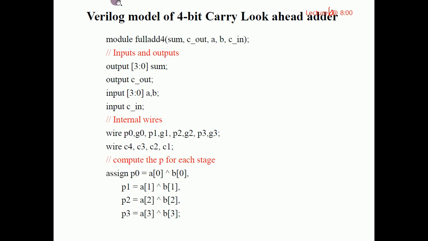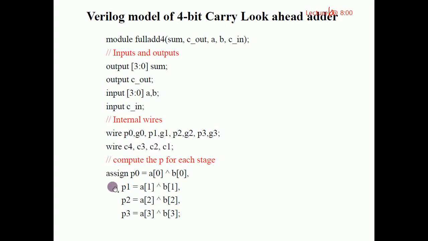Now here, module full adder. You have sum, cout, a, b, and cin, five ports. Outputs are a 4-bit sum and a single-bit cout. Inputs are a, b of 4 bits and cin. Rather than considering x and y, I have considered a and b, which are 4 bits. Input is cin. For wires, I have defined P0, P1, P2, P3, G0, G1, G2, G3: 4 wires, and 8 wires plus 4 wires for carry.